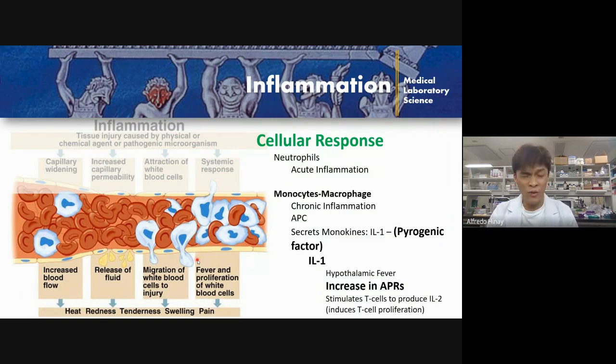We also have, aside from your neutrophil, your monocytes and your macrophages. Your monocytes and macrophages are more on the chronic inflammation. Take note also, class, that your neutrophil is not an APC. APC is antigen-presenting cells. So, ano ang ibig sabihin ng antigen-presenting cell?